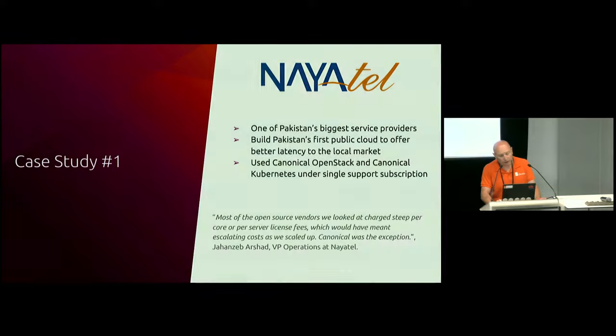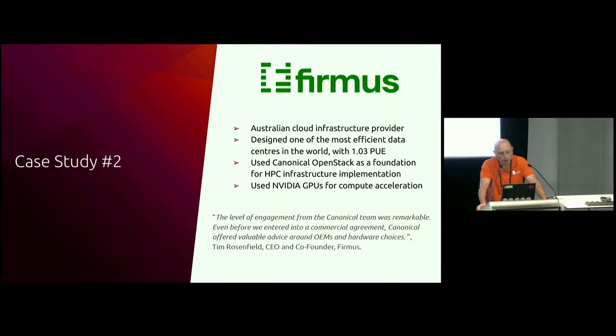Right, some case studies. Nayatel, that's a public cloud in Pakistan. They wanted, for obvious reasons, not to rely on the hyperscalers, and contracted Canonical for a full installation, and they are running multiple DCs in the country and provide public services in the region. The case study is available on our website, and you probably can also organize a call with the end customer should you wish to. And Firmus is a very interesting one.